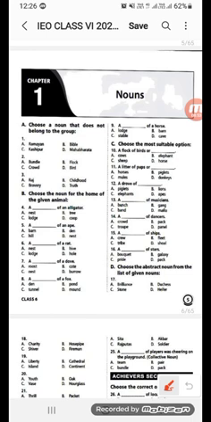Next is option C, Kashipur. Kashipur is a name of a city in Uttarakhand. Option D, Mahabharata. Again, it's an epic of Hindu religion. So option A, B and D are the names of books, whereas option C, Kashipur, is a name of a city. So option C is the odd one here. So we will tick option C.